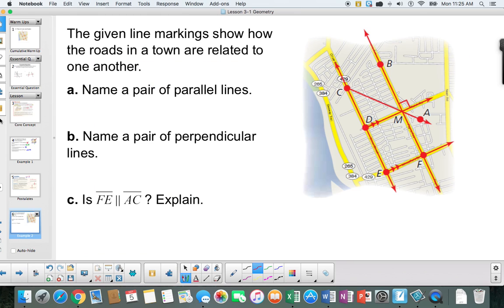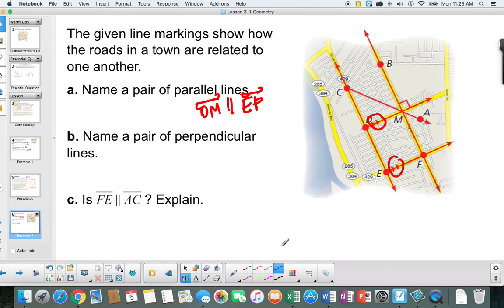Okay, so let's name a pair of parallel lines. Now I'm looking for the parallel symbol, which is right here and here. So I can say line DM is parallel to line EF.